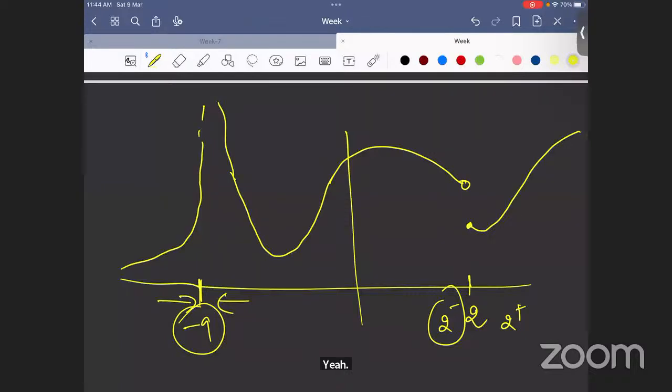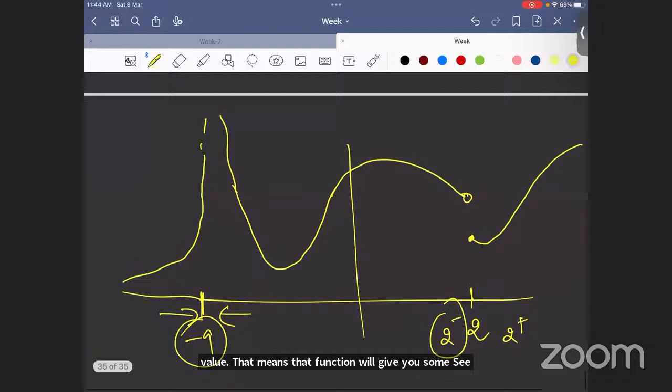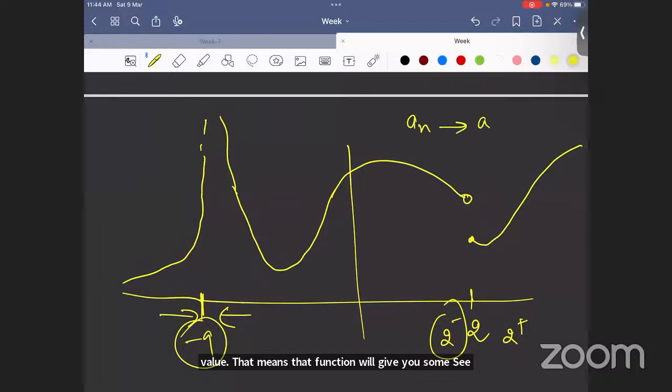Yeah, because see, that's the type of chicken and egg. Say if you're just thinking of, because we have assumed that this is coming from the left hand side. We have already assumed that there's a sequence, and that sequence is already converging to some particular value. That means that the function will give you, for sure, some values, right? See, a_n was converging toward a. If a_n was not converging itself, then you'll not get anything, right? Correct or not?